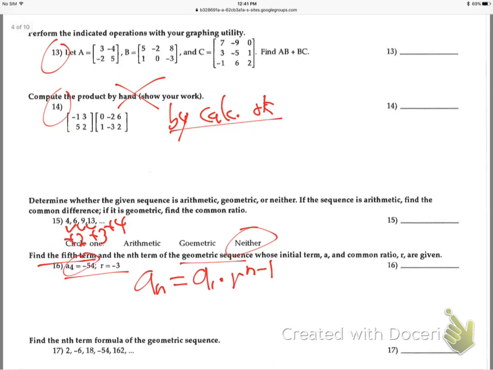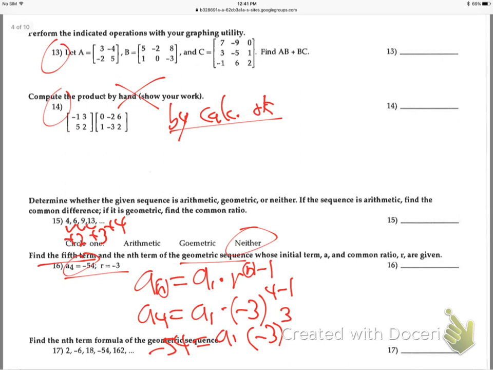Well, they're saying the fourth term, plug in a 4, is the first term times r, negative 3, to the n minus 1, plug in 4, right? So I plugged in 4 for n here and here. And a sub 4 is negative 54, equals a1 times minus 3 to the third. So you can just solve that for a1. What do they want? Oh, it wants the fifth term and the nth term. Okay, so they're not being easy on this one. So minus 54 is a1 times minus 27, minus 3 to the third. Divide by minus 27. What's that, 2?